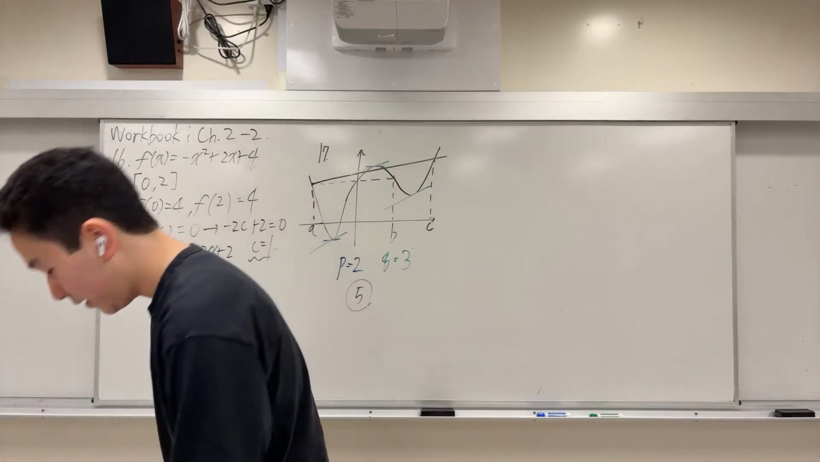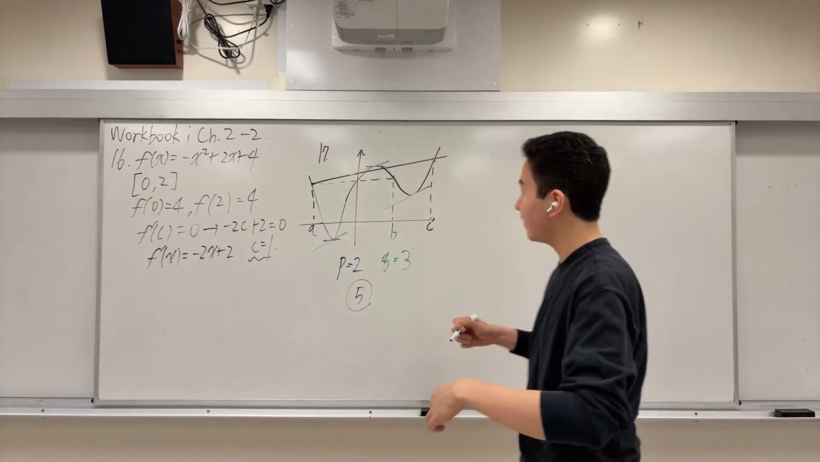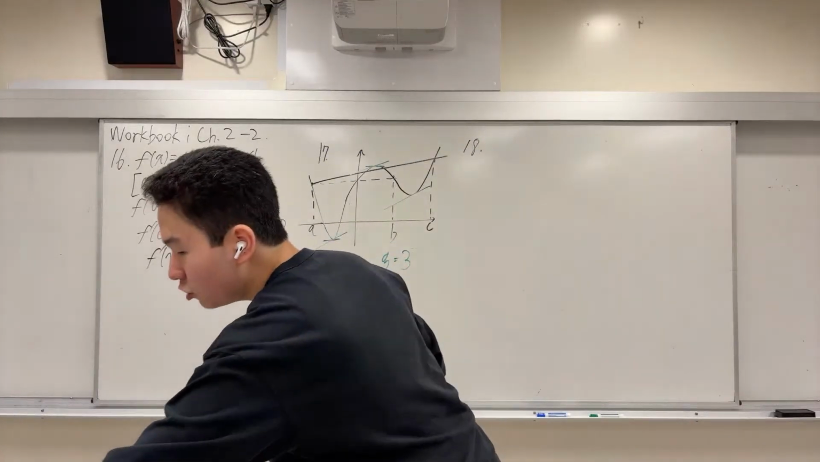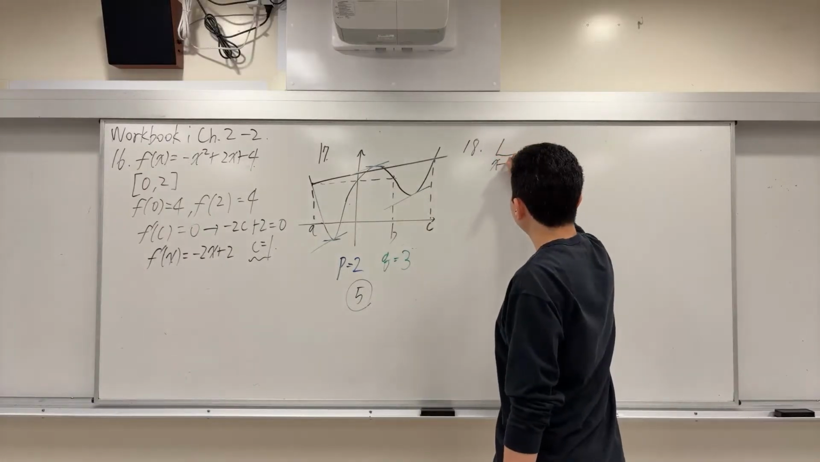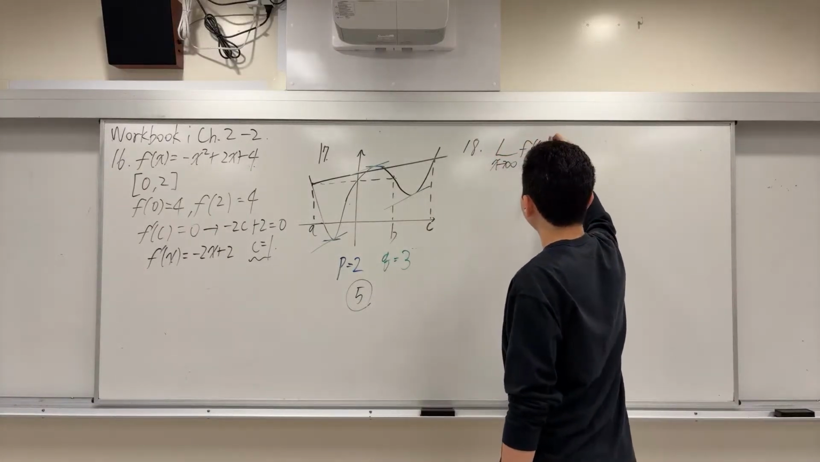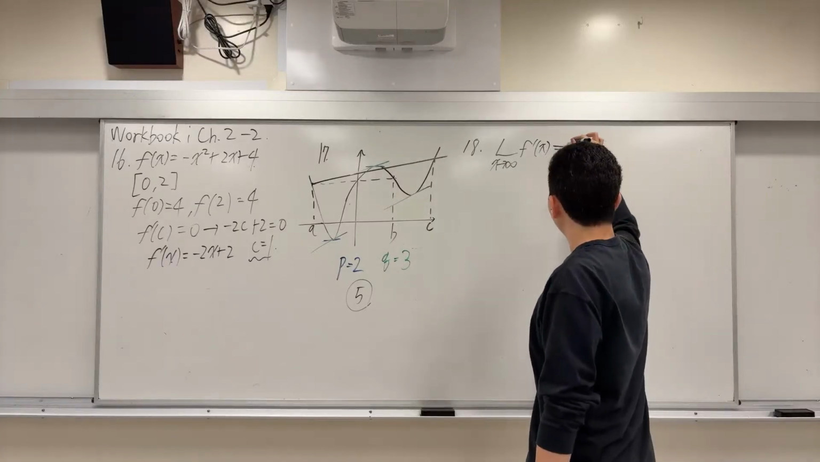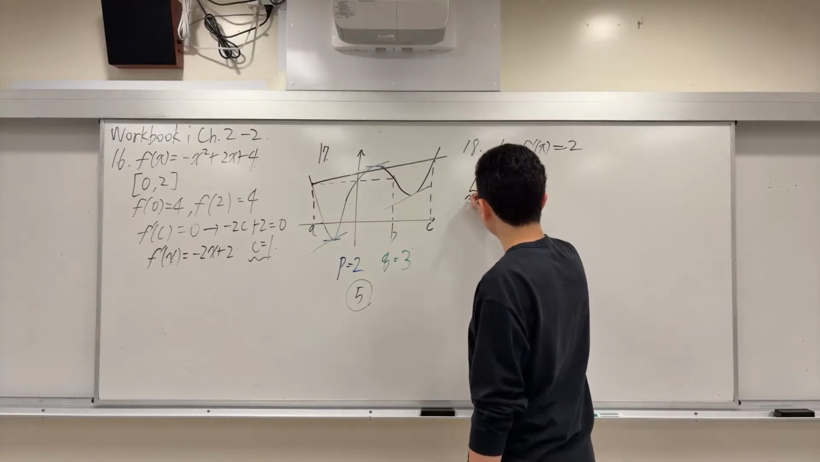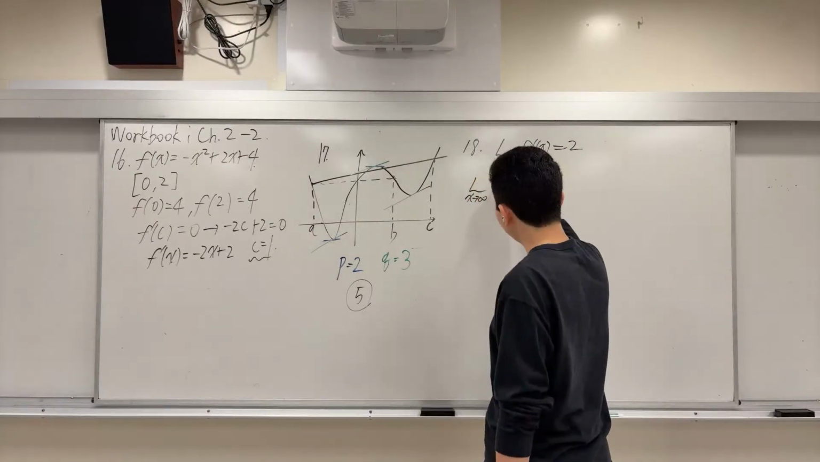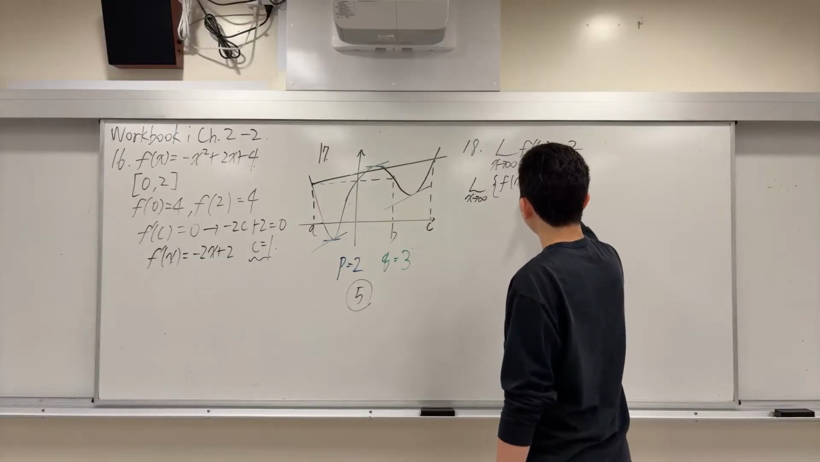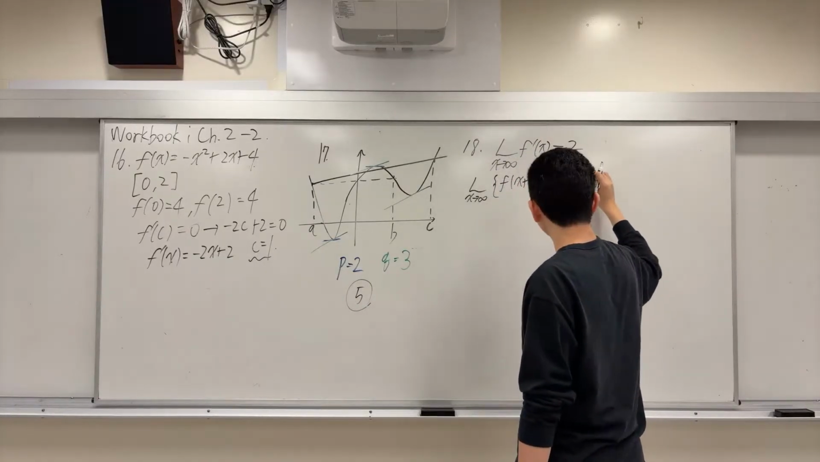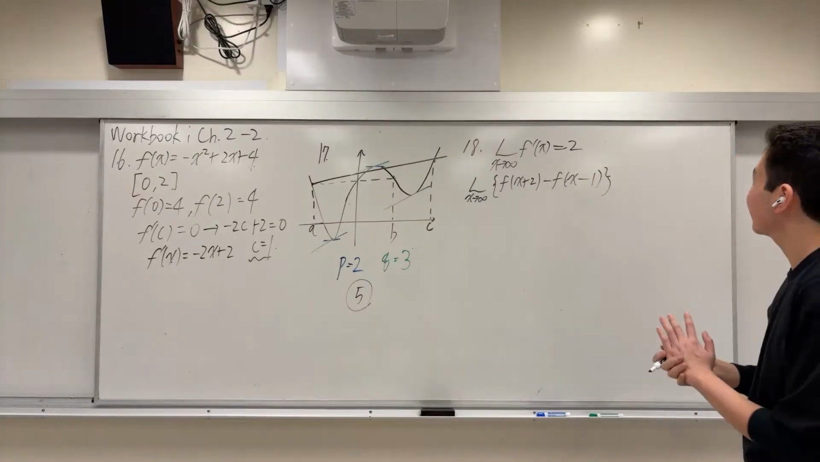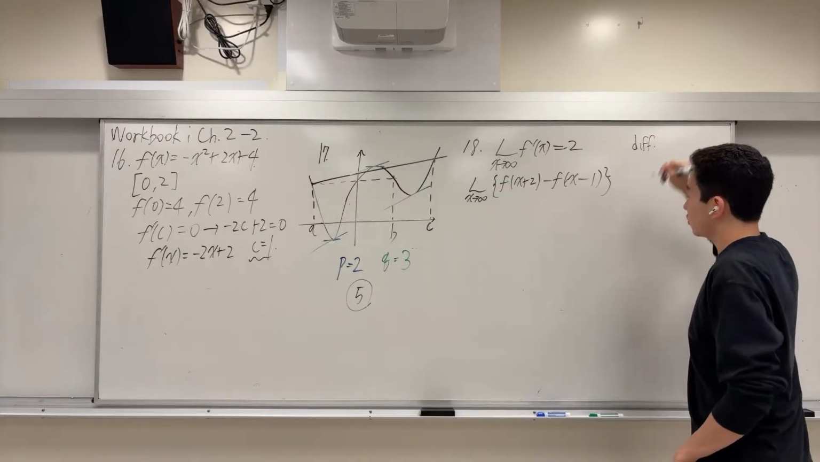Okay, so number 18, the problem states that a differentiable function f of x satisfies, and we're given quite an unusual limit: the limit as x goes to infinity of f prime of x is 2. And it says, find the value of the limit as x goes to infinity of f of x plus 2 minus f of x minus 1. And that's it. This is all we're given. And function f is differentiable.